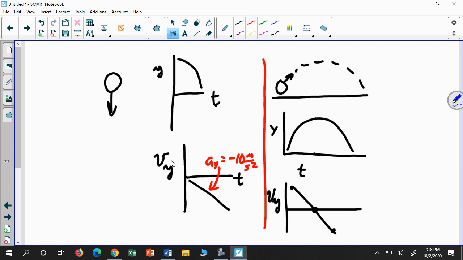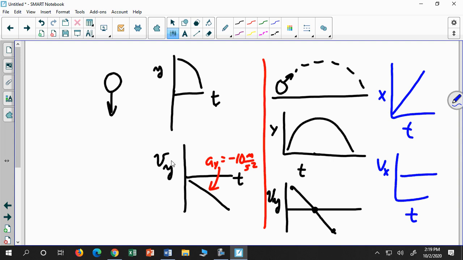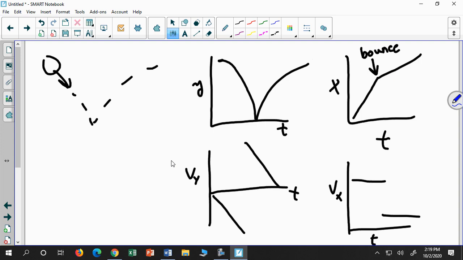Let's go back and do those for the previous one too. On this one, x versus t looks like this, and Vx versus t looks like that, with a constant x velocity. But I'll probably ask you about the y velocity, but your faculty might also ask about the x.